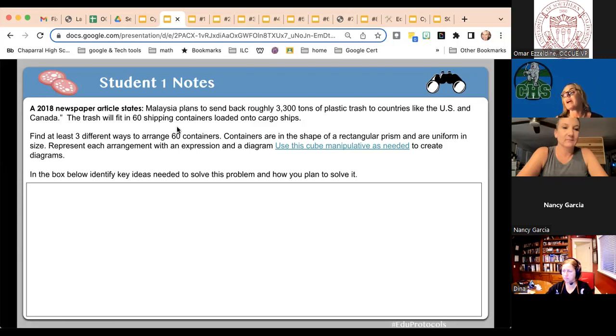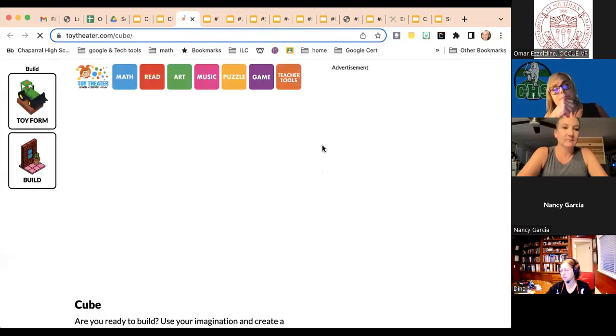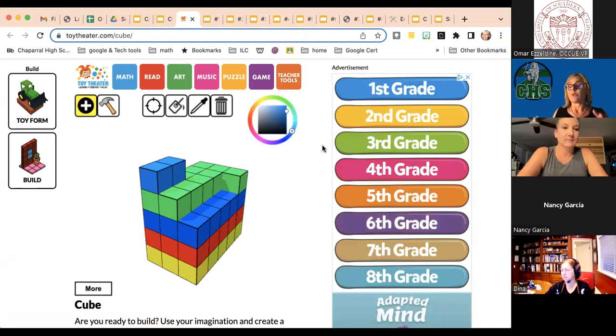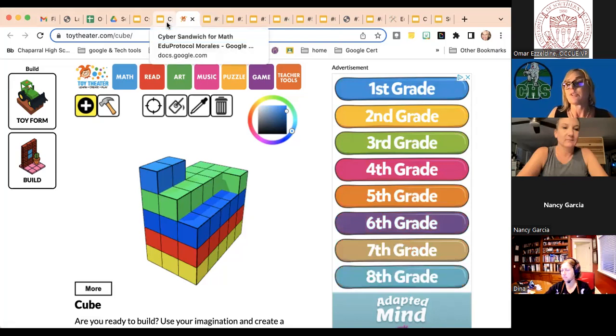And on here, I actually included a manipulative. So if you want to, as part of the problem, include a manipulative to help them, you can. Here I used this toy theater manipulative that allows them to make cubes, so that they can actually come up with different ways to arrange 60 containers. So one idea when you're doing these word problems is to maybe throw a manipulative in there that might help them solve it.